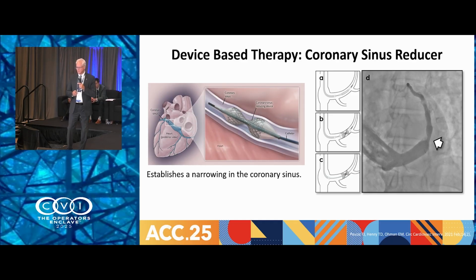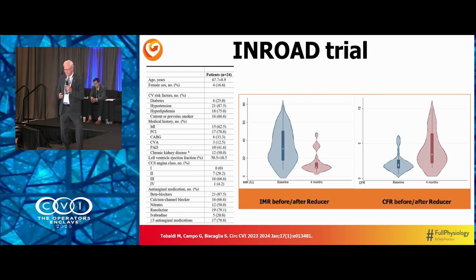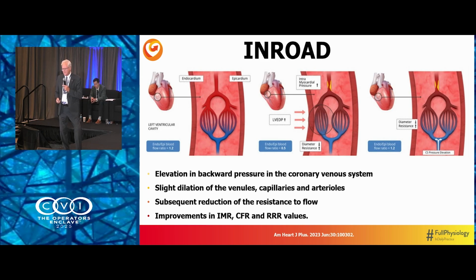This is the coronary sinus reducer that we're using now for obstructive coronary disease predominantly, but this is the INROAD trial that showed a significant improvement in IMR after using the coronary sinus reducer. And the feeling is that when you put it in, the mechanism may be a little bit different in that you increase your backward pressure in the venous system, and that decreases resistance.